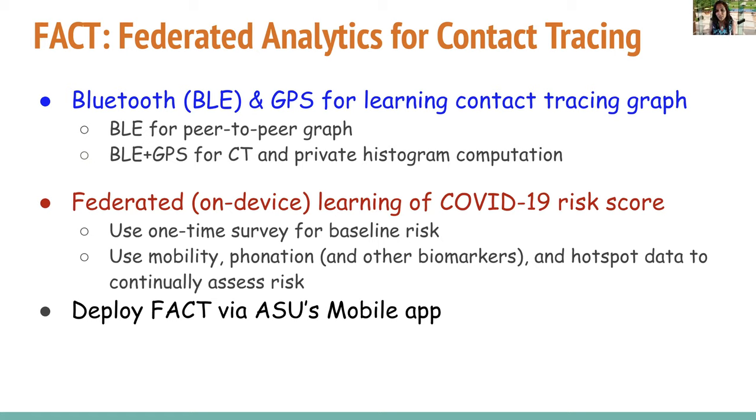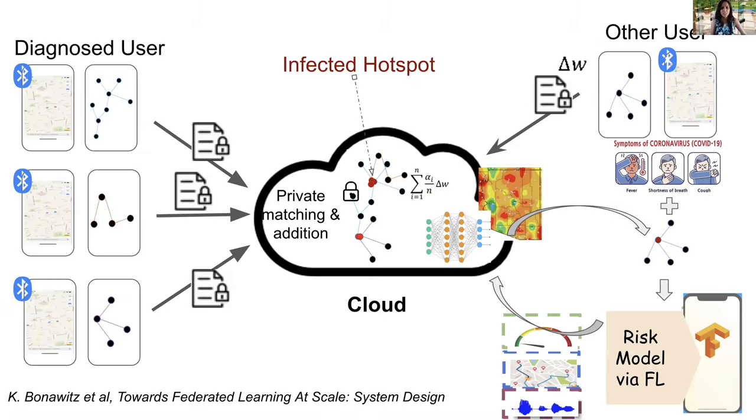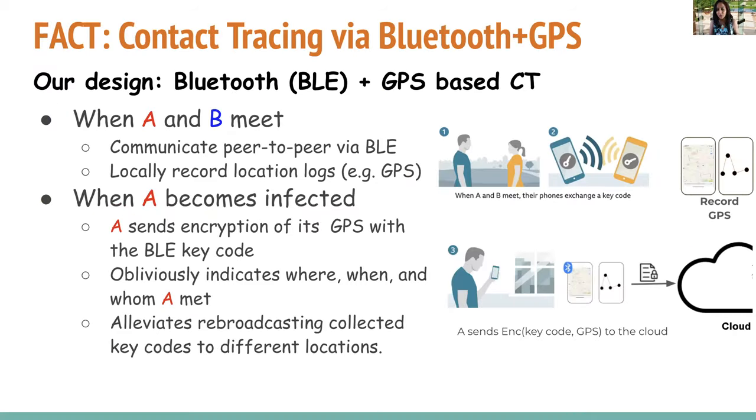ASU has bought into this. And so our ultimate goal is to see if we can actually deploy this both at the survey level to do risk assessment and the contact tracing level into ASU's mobile app. ASU is not doing any digital contact tracing at the moment. All right, so this is just a visual of what we're going to do, and I'm just going to dive into what we're going to do in the interest of time.